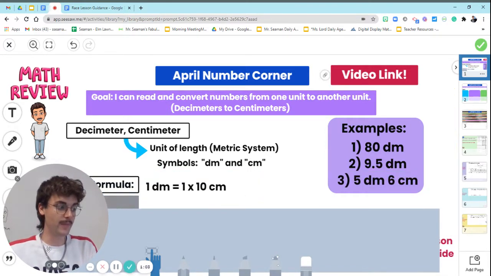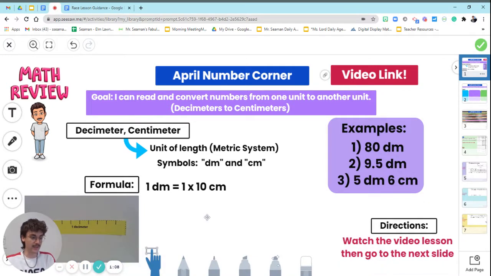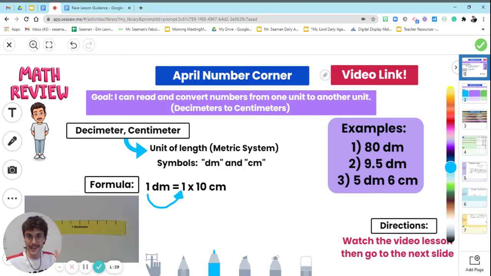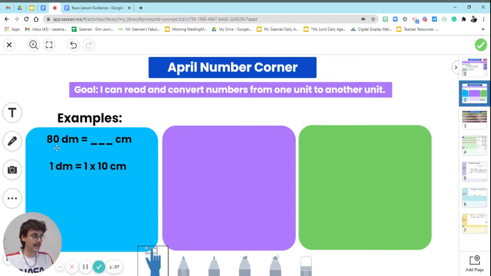A formula that we can use for converting is 1 decimeter equals 1 times 10 centimeters. And that 1 is the decimeter, 1 decimeter. So that's where the number goes from here to here. We're going to take a look at some examples of how we can solve for converting. Our first example is 80 decimeters equals how many centimeters?